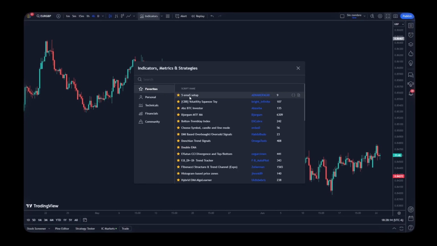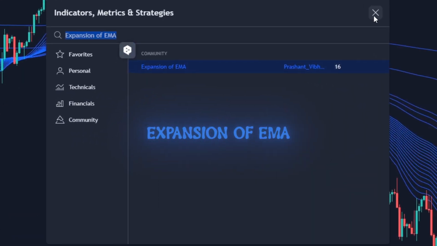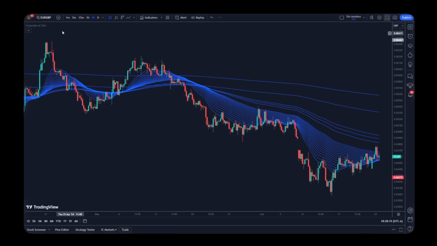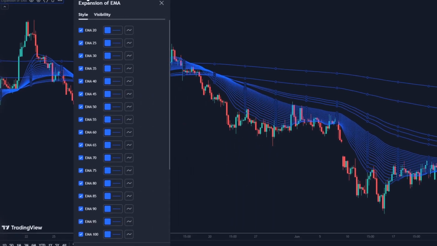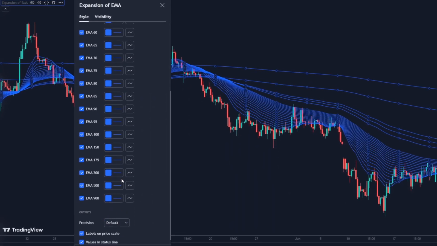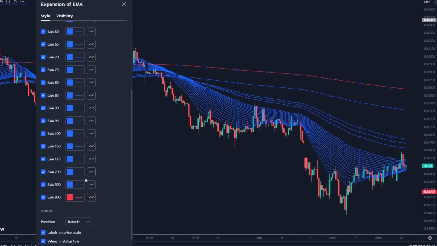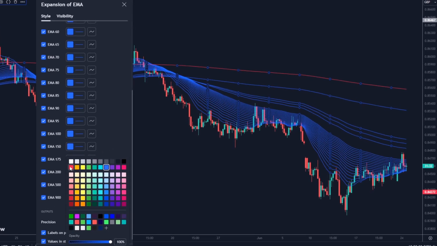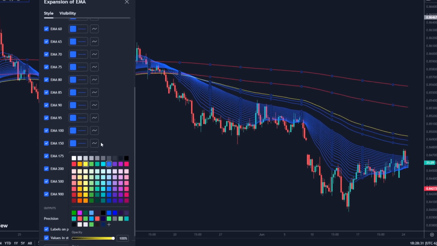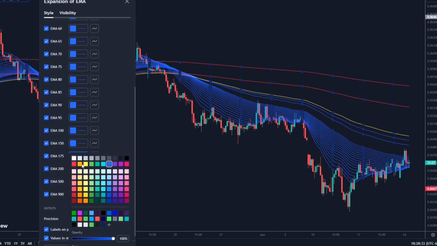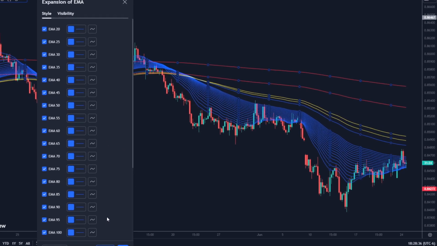The indicator I'm talking about is called Expansion of EMA. We can easily find it in TradingView. In its settings, we can adjust its colors, and we will use the distribution of averages for the following purposes. The moving averages of 500 and 900 periods will be to identify the long-term trend. Adjust their color to red. The moving averages of 150, 175, and 200 periods will be used to identify the medium-term trend, and I will leave them yellow. The rest of the moving averages will be used to identify entry points. I will leave them in blue.